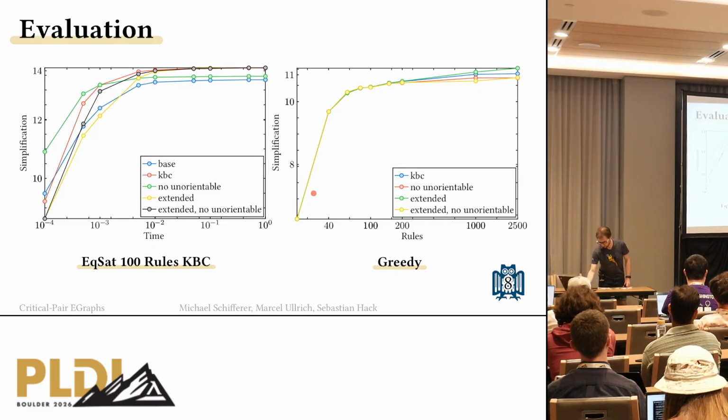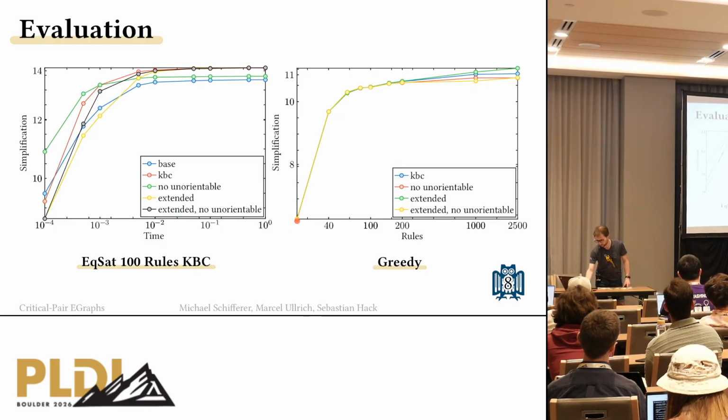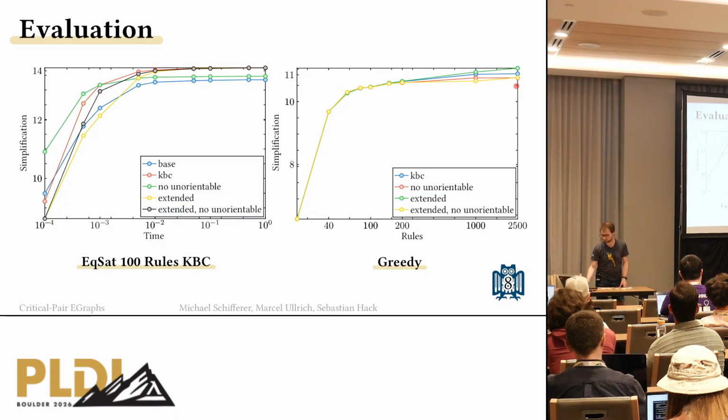Then on the right-hand side, we have the idea followed through. So let's say if our rule set is somewhat confluent, just apply it greedily. And it turns out if we have no rules, it's quite bad, so around 7 rule symbols. And if we then go larger, we see it simplifies more and more if we have more rules, up to 2,500 rules, where it reaches roughly 11 symbols of reduction.